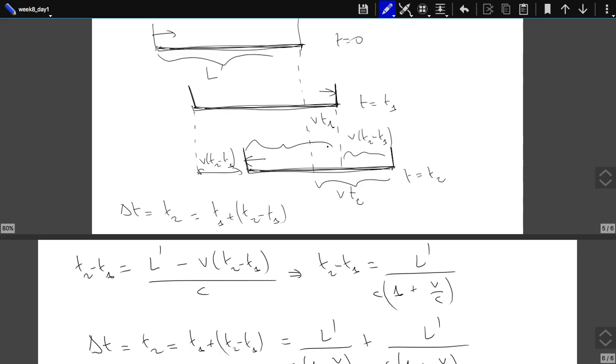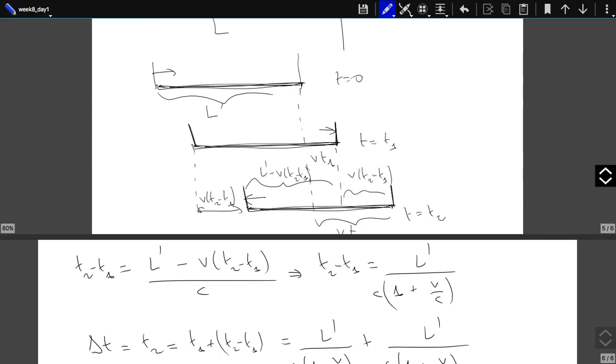So this distance over here is L prime minus V times (T2 minus T1). And this distance is L prime minus V T1. This distance is L prime plus V T1. So in a time t1, the light travels the distance L prime plus V T1. In a time t2 minus t1, the light travels the distance L prime minus V times (t2 minus t1).